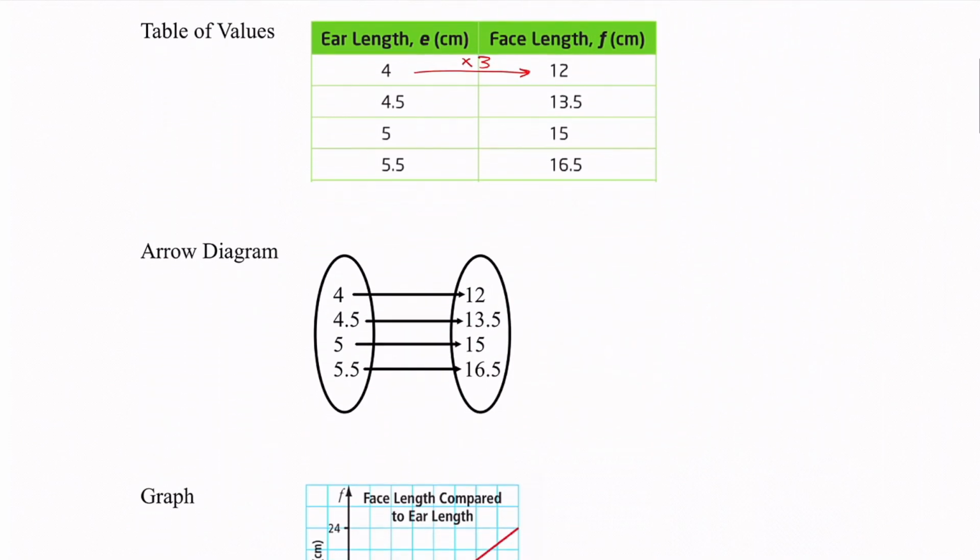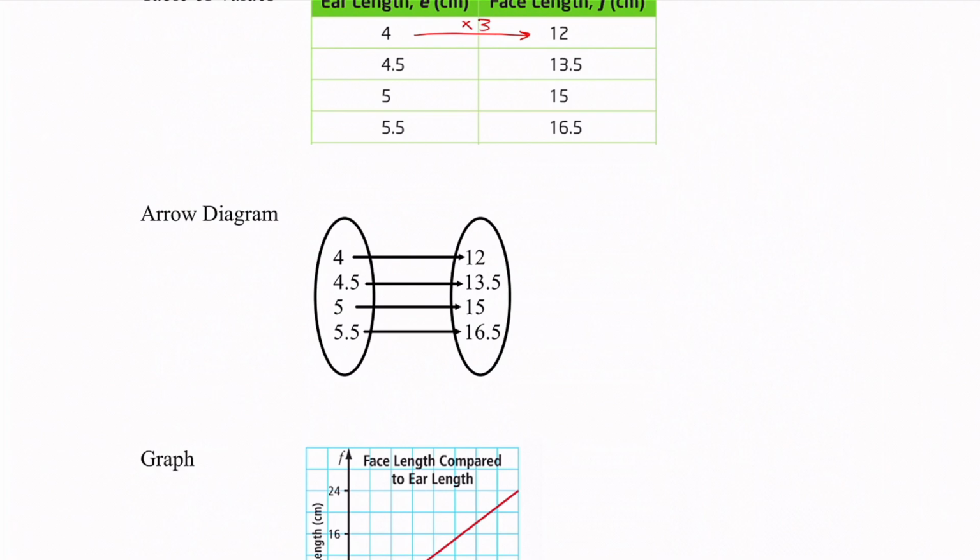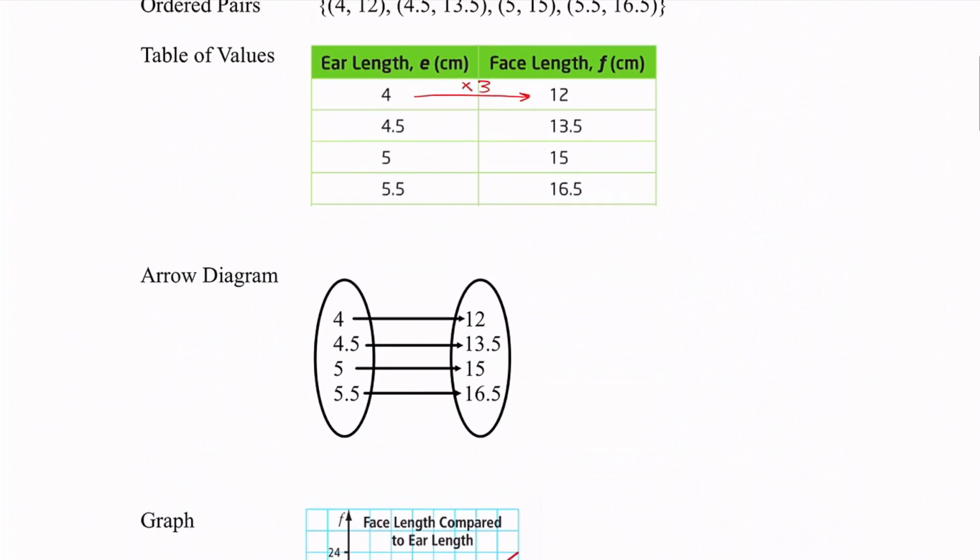We could also represent a relation using an arrow diagram, and this one is very similar to a table of values. It's just not in a table form. Instead you have arrows, and again the independent variable is on the left, the dependent variable is on the right, and to get from one side to the other, it's just multiplying by 3.